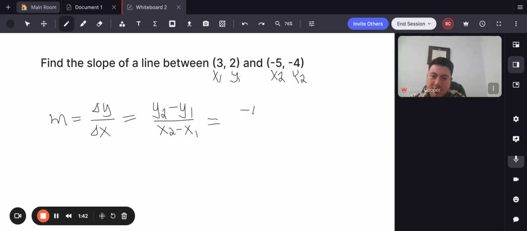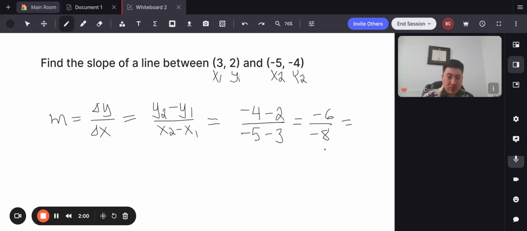So this would be -4 minus y1, which is 2, divided by x2, which is -5, minus x1, which is 3. We can simplify that. -4 minus 2 is -6. -5 minus 3 is -8. Then we can simplify this as much as possible. A negative divided by a negative is a positive. Since we have two negatives here, that's actually just going to simplify to positive 6/8.